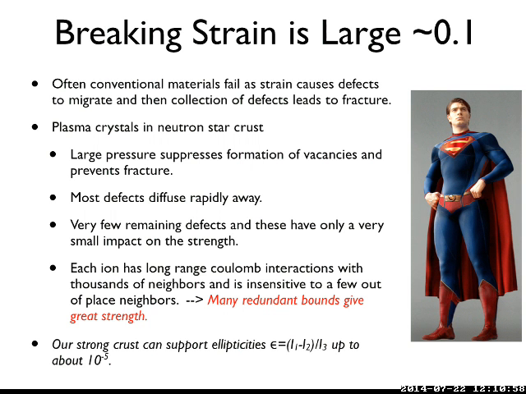So this is fractional differences in the three principal moments of inertia of a neutron star up to about 10 to the minus 5. Of course, this number is small even given our strong crust because you only have a thin layer of crust. Most of the neutron star is the liquid interior.